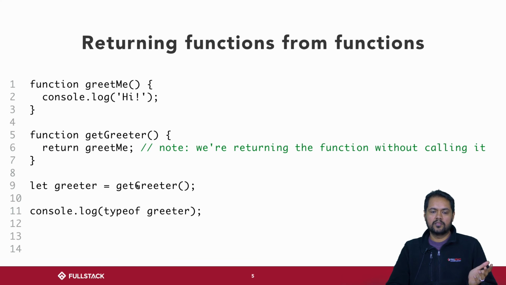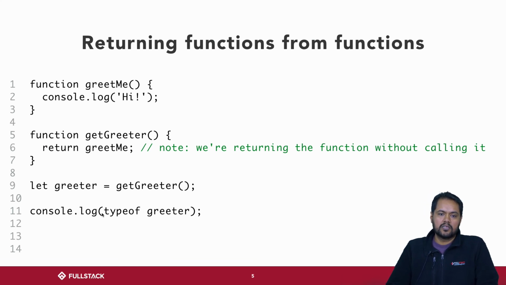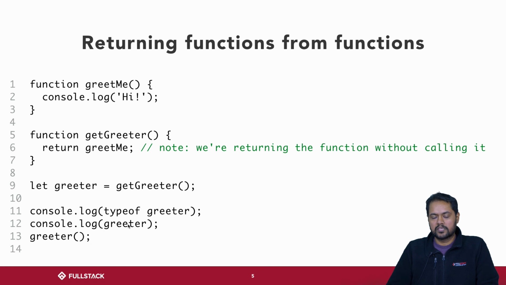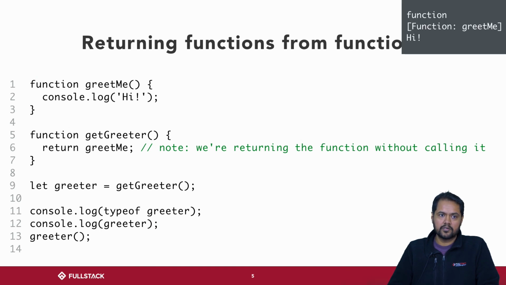If this code were to be run, nothing really would happen with this line. But if we were to console log typeof greeter, we will realize that it is a function, and then if we console log greeter, we'll get the standard function to string representation that we've been seeing. And then if we run greeter, it should be the same as running greetMe, right? Because it was returned with getGreeter. So let's try that. There we go. So you can see that the first console log gave function, then we got the function to string, and then we got hi, which is the return of greetMe.